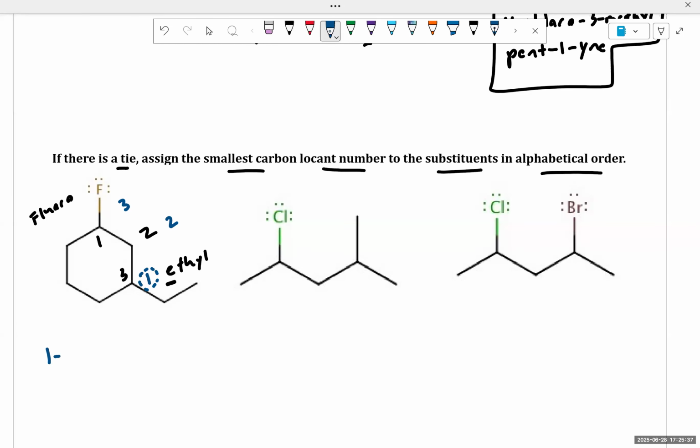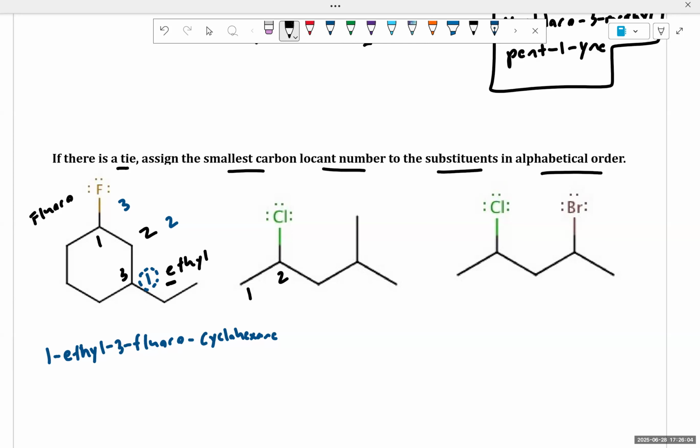So this would be named as 1-ethyl, 3-fluoro, cyclohexane. With that example in mind, I'd like you to tackle these next two compounds and try naming them. So pause the video, work through this example, and then we'll discuss.